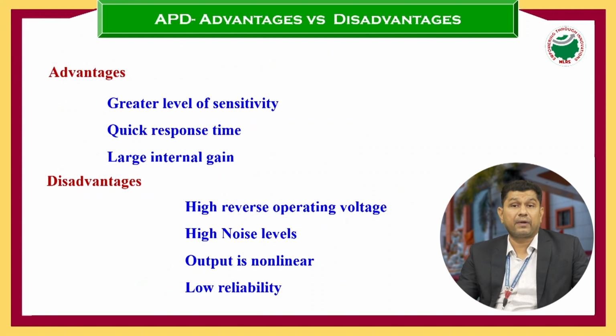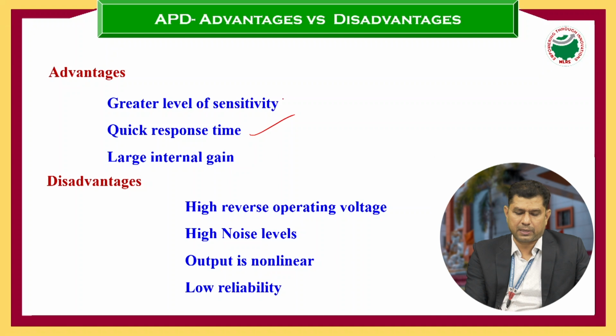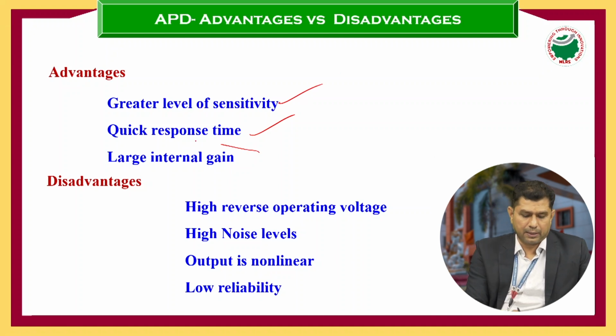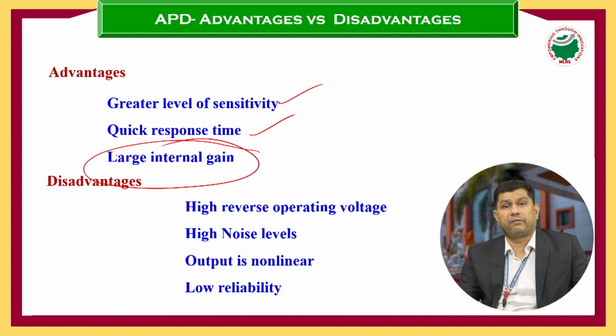So these are the advantages of the APD. Greater level of sensitivity, which can be achieved because of the high operating voltage. Quick response time, again because of the high operating voltage. Large internal gain. What is the meaning of internal gain? When you apply high voltage, charge multiplication takes place. Not only because of the incident photon, the electron moving inside produces secondary electrons, further electrons. This is nothing but internal gain.